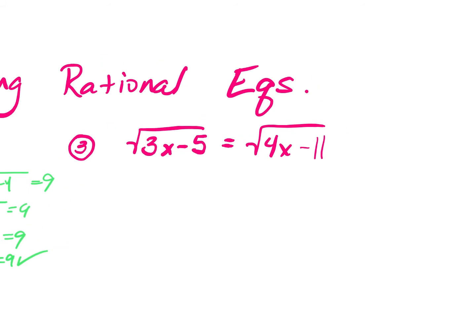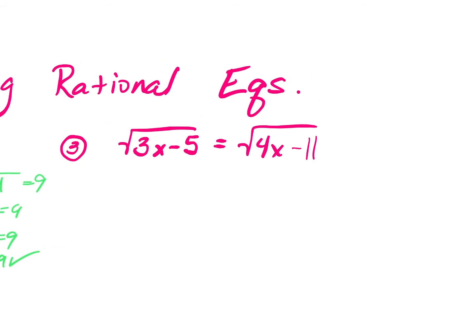Now we move on to number 3, and you notice that both radicals are already isolated. So you're just going to square both of them. When you square your square root, it cancels out. So now you just have a simple linear equation: 3x minus 5 equals 4x minus 11.